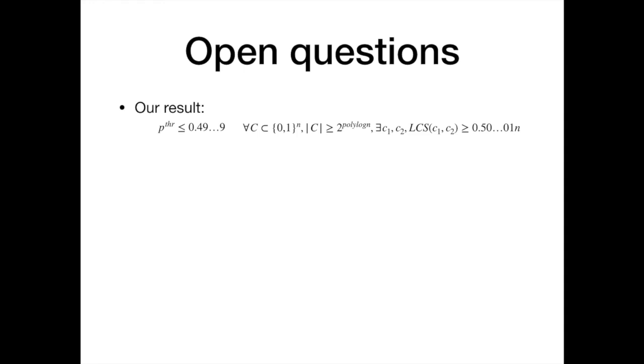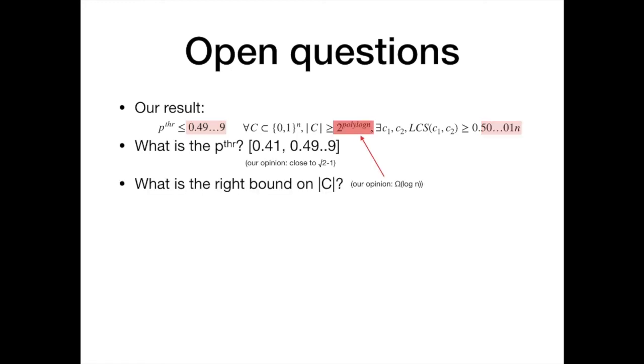So in light of our work, there's a number of interesting open questions, the most obvious being, what is this p threshold? It's at least square root 2 minus 1. Our work shows it's less than a half, but there's still a gap to close. And also, what's the right bound on the size of C? We think that even if you have logarithmically many strings, there should be 2 with LCS n over 2 plus delta n. So can you improve our quasi-polynomial bounds?